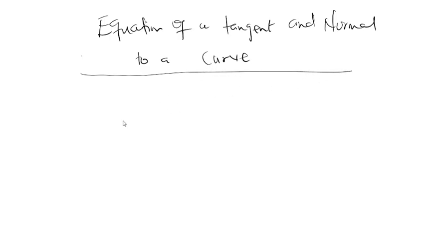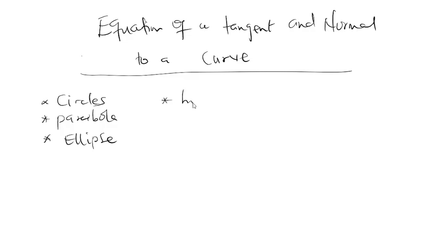So, tangents and normals, they are the lines that are associated with what? Curves. Curves such as circles, we can talk about parabola, we can talk about ellipse, we can talk about hyperbola. Yes. So this tangent and normal, they are associated with this type of curves.